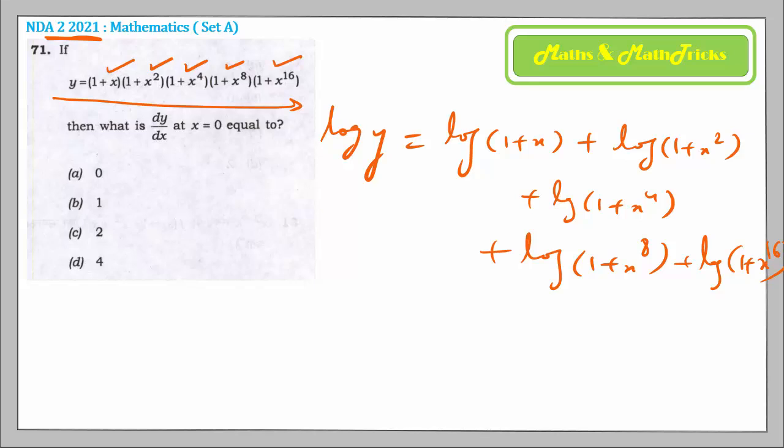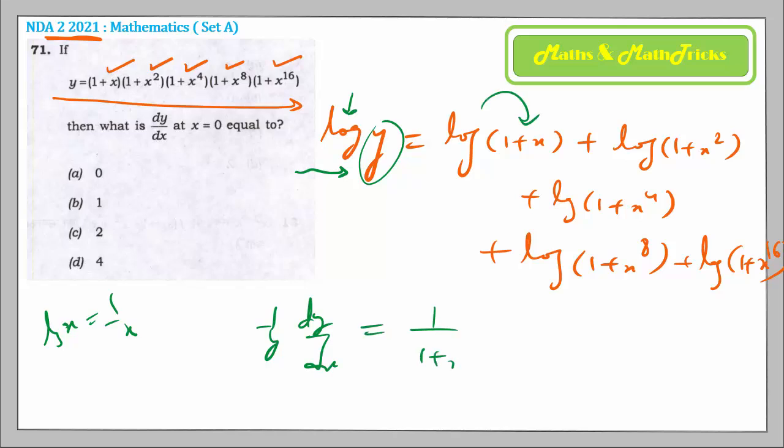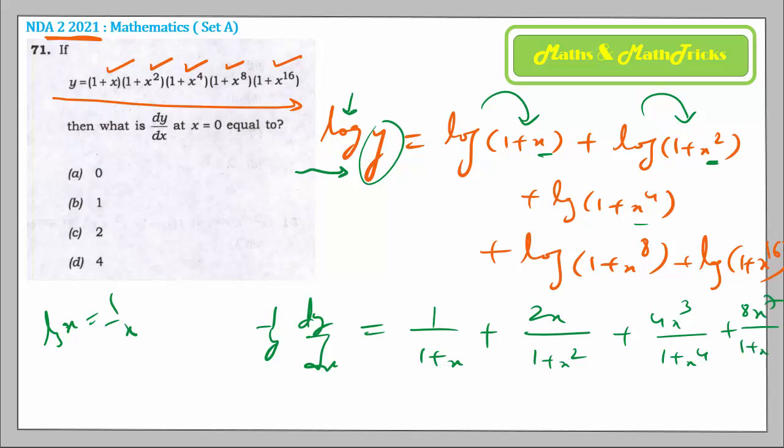Now do the differentiation. What would be the differentiation of log y? First the outer function is log. You know log x derivative is 1 by x, but here it's y. So y is a function of x, hence chain rule: 1 by y dy by dx equals the derivative of log, 1 by 1 plus x, plus the other derivative 2x by 1 plus x square, because x square derivative is 2x, so we do not stop at the outer derivative, again you have to take the multiplication. And what about here, 4x to the power 3 by 1 plus x to the power 4, then 8x to the power 7 by 1 plus x to the power 8, and the last term 16x to the power 15 by 1 plus x to the power 16.